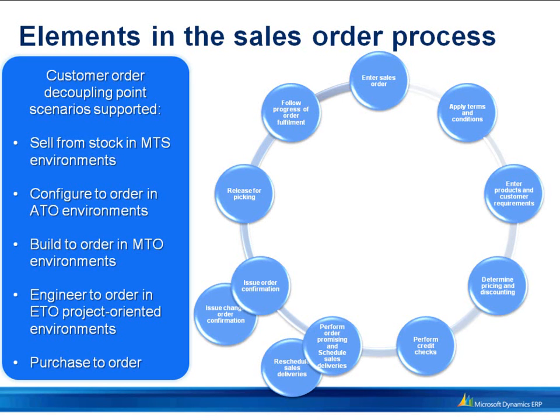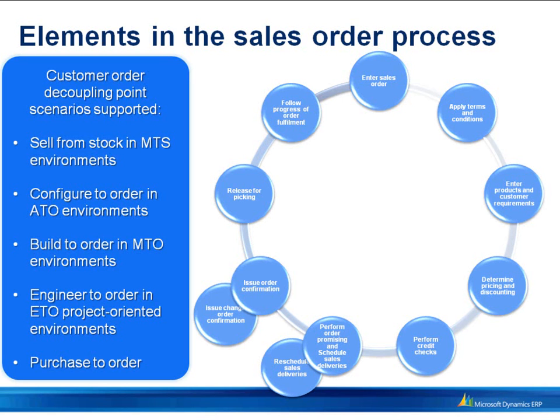Now, if we compare that to an engineer-to-order environment, the first circle, which is the enter sales order, will typically be preceded by a lengthy sales quotation phase, where steps such as negotiate terms and conditions, enter products and customer requirements, determine pricing and discounting, perform credit limit check, perform order promising, and schedule sales delivery are extensively executed before the sales order itself is entered.